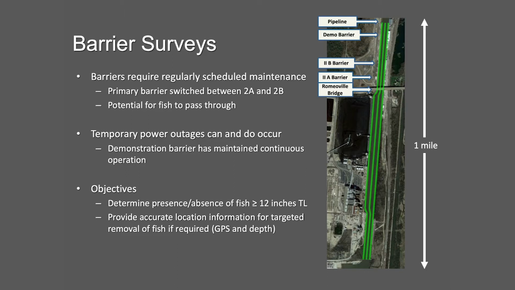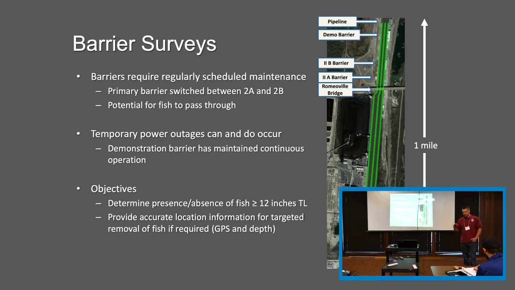The objective of this is to determine presence and absence of fish larger than 12 inches. The reason that particular size has been chosen is because of all the sampling and thousands of hours of electrofishing and netting that has been done in the upper Illinois Riverway. That's the smallest Asian carp that has been collected within 50 miles or even more of the electric barrier.